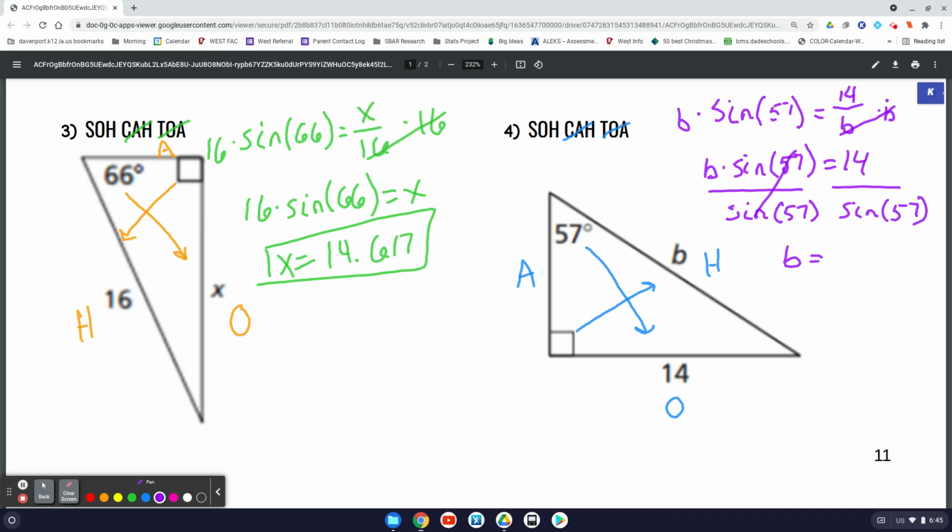Doing so, 14 divided by sine 57, I'm getting 16.693. Okay.